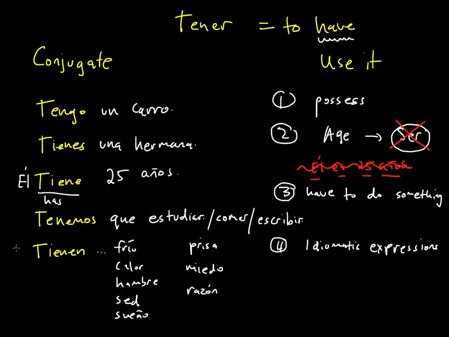So let's clarify this over here. We're going to include a subject pronoun. So how about we write ustedes tienen, so you all are frío, so cold. Maybe you are all hot, so like you're sweating, so tienen calor. Maybe you're hungry, so tienen hambre. Maybe you are thirsty, so tienen sed.